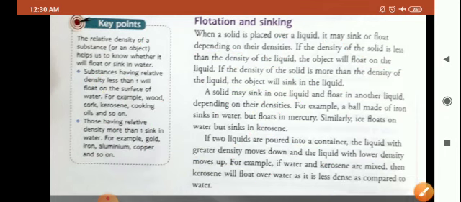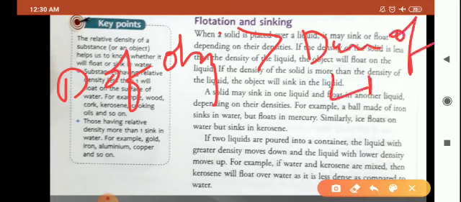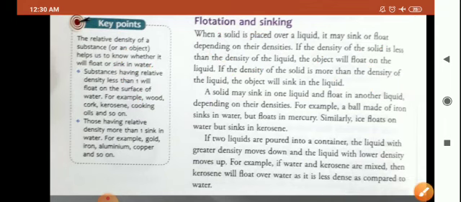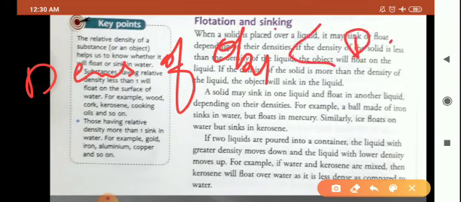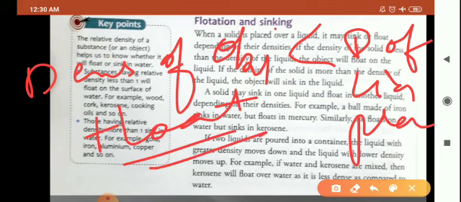If the density of the object or that solid is more than the density of the liquid over which you are placing it, then that object will sink. Okay. And if the density of that object is less than the density of the liquid over which you are placing it, then that object will float over the surface of the liquid. So this is all about flotation and sinking.